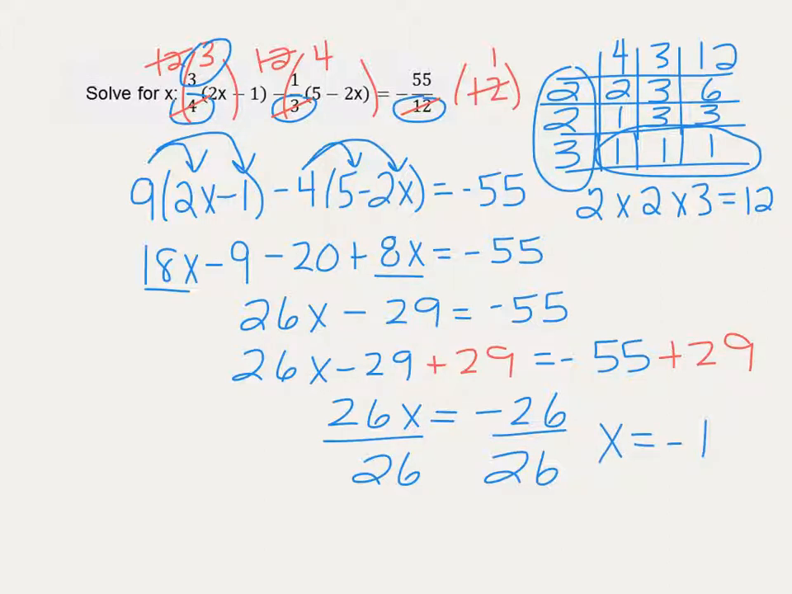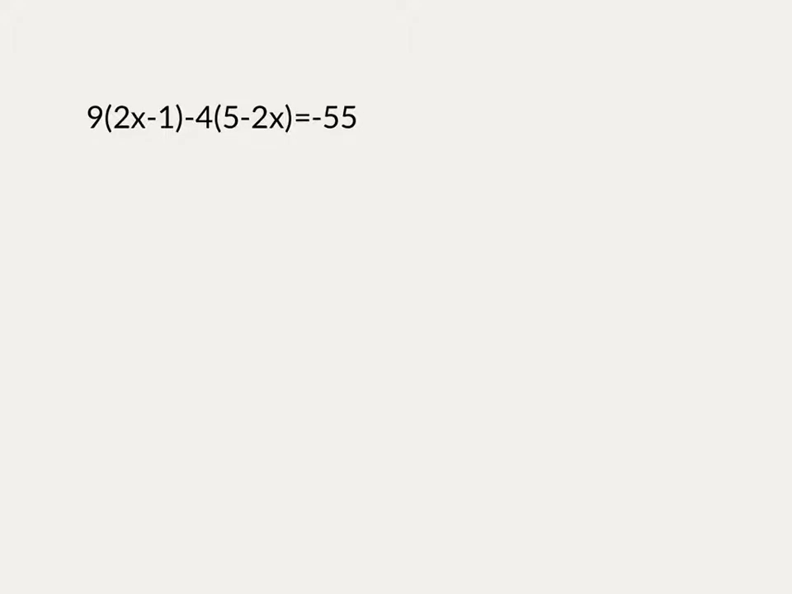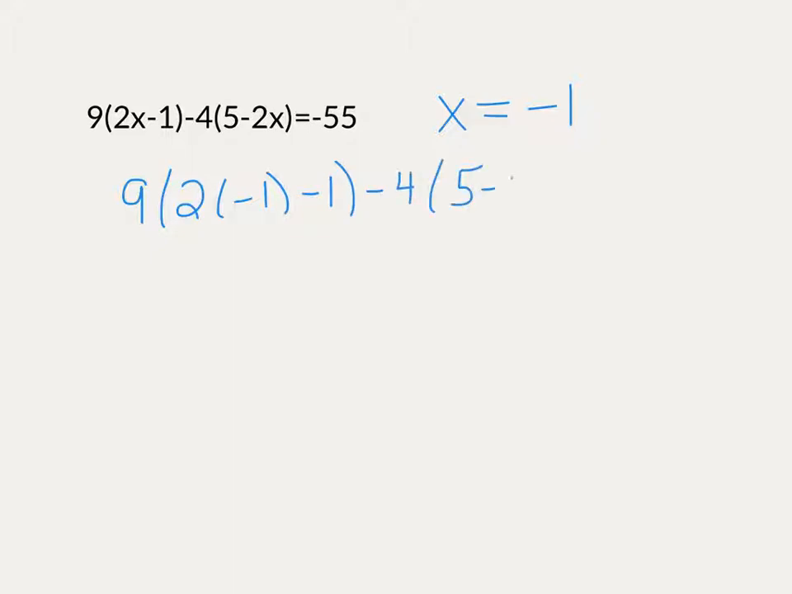Now before we state that as the answer, we want to make sure that we check, and we can check this value in our simplified version. We're going to substitute x equal to negative 1 into the equation that we got after we eliminated our fractions. So if we substitute for x, 9 times (2 times negative 1 minus 1), minus 4 times (5 minus 2 times negative 1), is equal to negative 55.